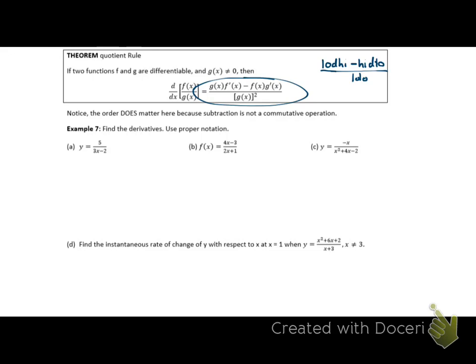Now, when you have subtraction, remember subtraction is not commutative, which means that the order does matter. It's very important that when you go to use this rule, you do it in the correct order. Okay, so let's go ahead and use this rule. So here's our low, and here's our high. So that means that y prime is low d high, so 3x minus 2, low, times the derivative of the high, which is 0, right, because it's constant.